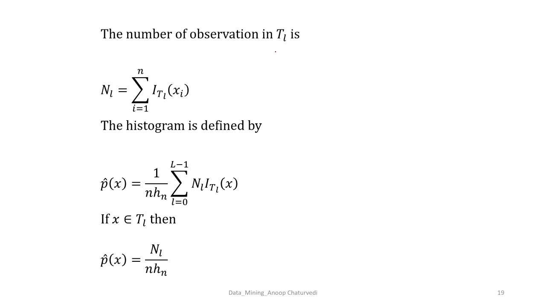Then the number of observations in T L is, say, n L. Then n L is equal to summation i equal to 1 to n I T L x i. So, if x i belongs to T L, then it takes value 1. If x i does not belong to T L, then it takes value 0. So, if you take summation over all values of i, then n L times you get 1 and the remaining values are 0. So, ultimately you get the number of observations in T L. And then we define the histogram as, say, p hat x equal to 1 upon n h n, summation L equal to 0 to L minus 1, we take summation over all intervals n L I T L x. Obviously, this takes value 1 if x belongs to T L, otherwise it is 0.